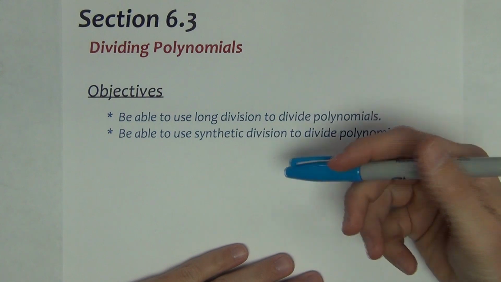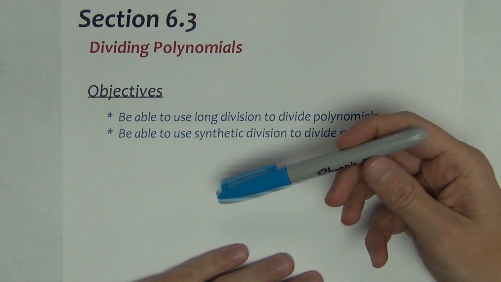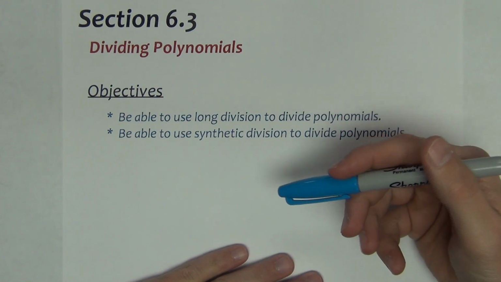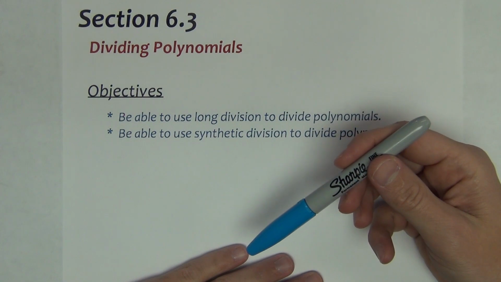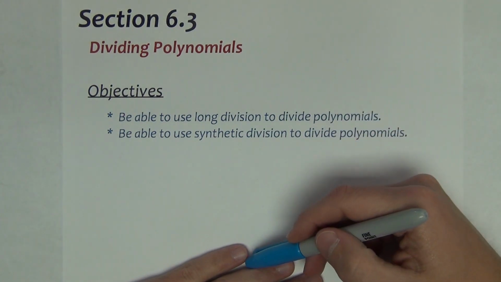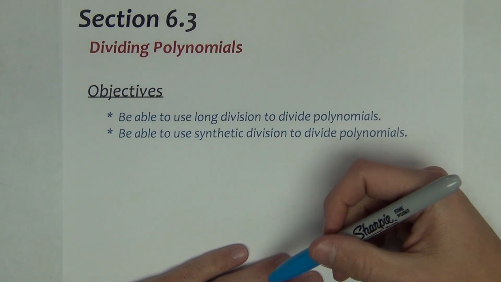In section 6.3, we're going to go over how to divide two polynomials. In the previous sections 6.1 and 6.2, we've gone over how to add, subtract, and then multiply polynomials. So in this particular section, we're just finishing up with the four basic operations, and that would be division of polynomials.